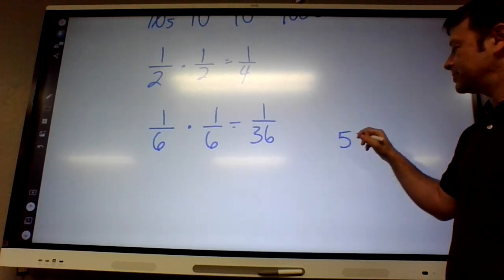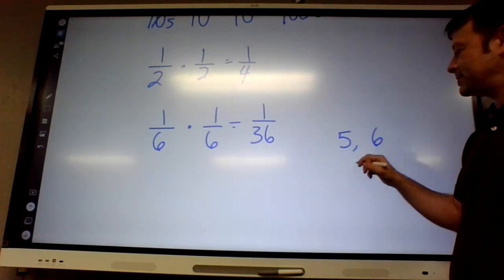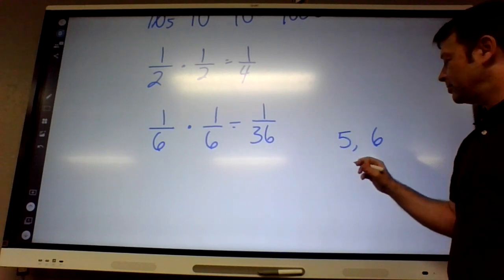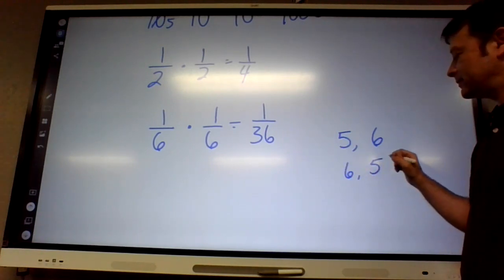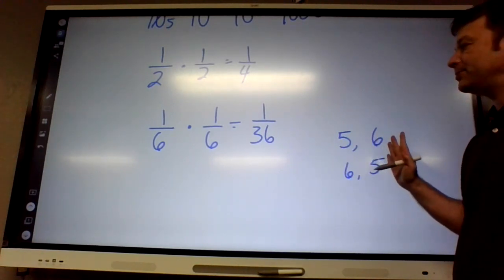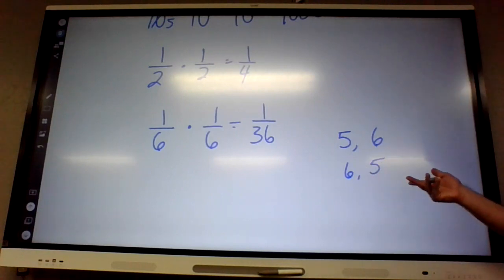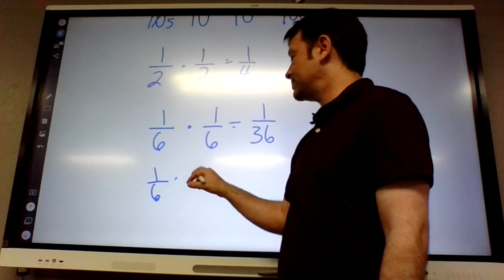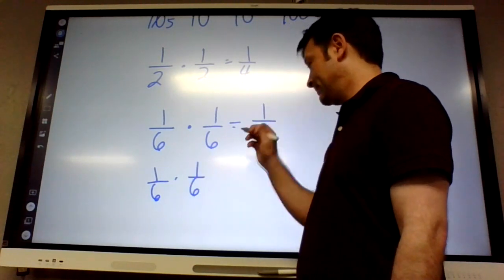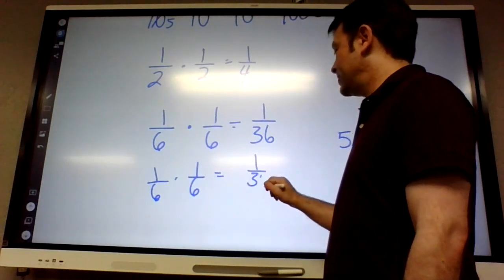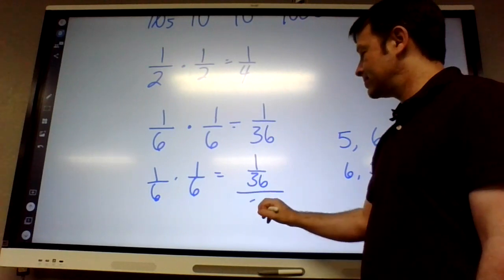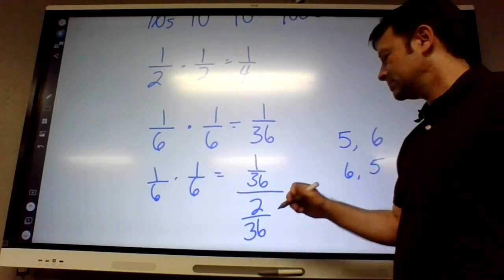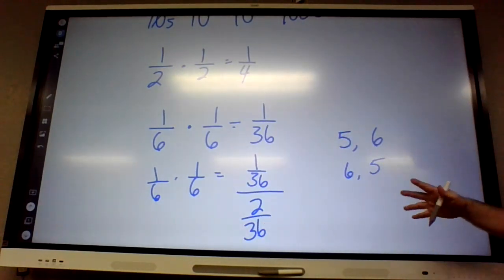So, there's 2 ways you could do it. You could roll a 5 and a 6, like that, or you could roll a 6 and a 5. That's the only 2 ways you get 11 with dice. So the probability of getting 6 and 5 is also that. So the probability of getting either that or that is 2 out of 36, or 1 out of 18.